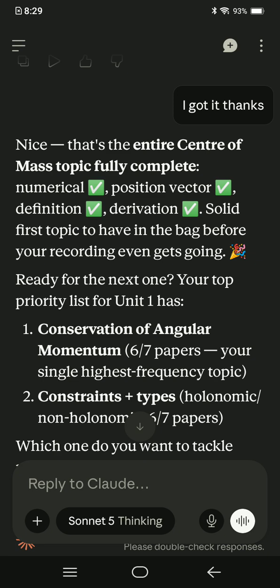Nice. That's the entire center of mass topic fully complete: numerical, position vector, definition, derivation. A solid first topic to have in your bag before your recording even gets going.